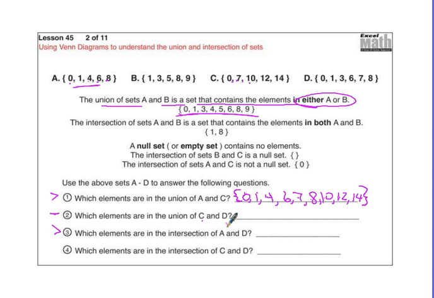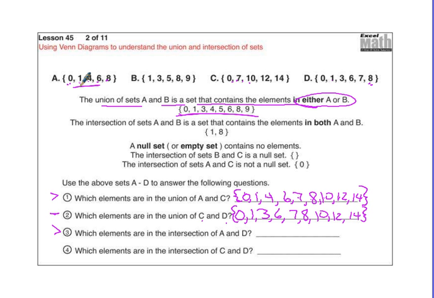Okay, C and D. The union of those, you got 0. Oh, let's put our bracket on there first. Then you have a 1, a 3, a 6, then a 7's in both, but that doesn't really make any difference as long as it's there. 8, 10, 12, and 14. All right, the intersection is numbers that are in both sets.